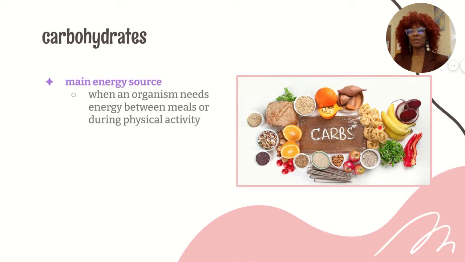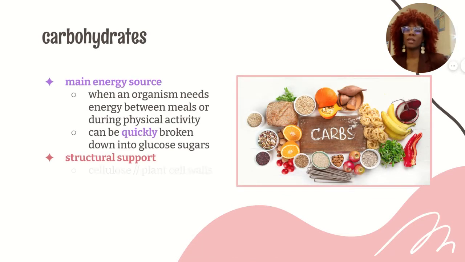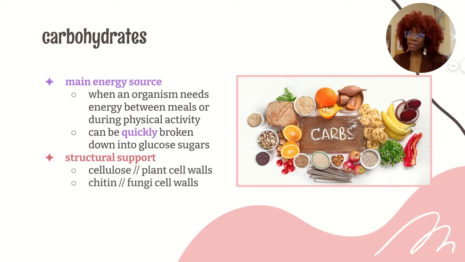So carbohydrates, aka carbs, have 2 main functions. 1, they're an energy source, and 2, they're there for structural support. Carbohydrates are used whenever an organism needs energy between meals or during physical activity, because they can be quickly broken down. So these are the quick energy source. We're going to learn about a long-term energy source later. So know that carbohydrates are the quick energy source.